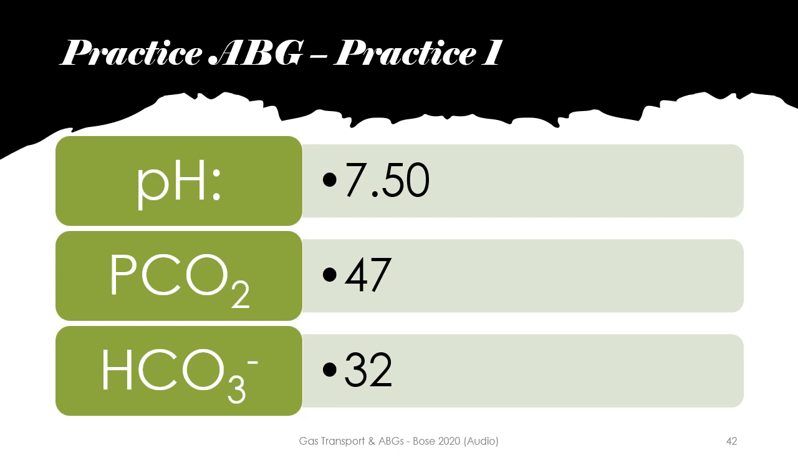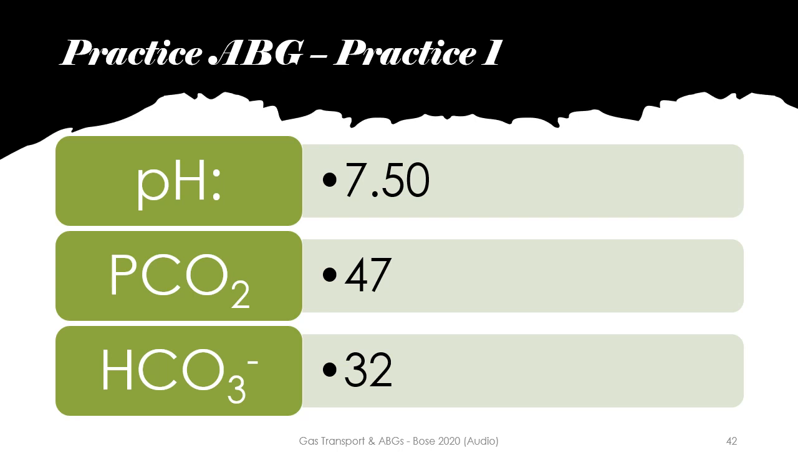Let's now do a practice ABG analysis. See this case below. It only records three things: pH, PCO2, and bicarbonate. Based on the results that have been offered, we have to decide, is it an acidosis or an alkalosis? The pH here is listed as 7.5. This is higher than normal, so we have an alkalosis.